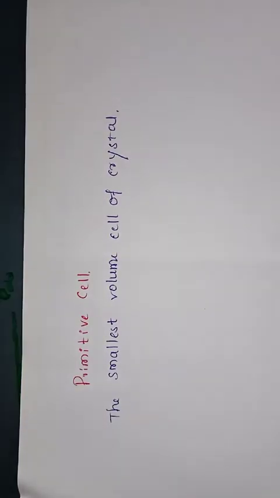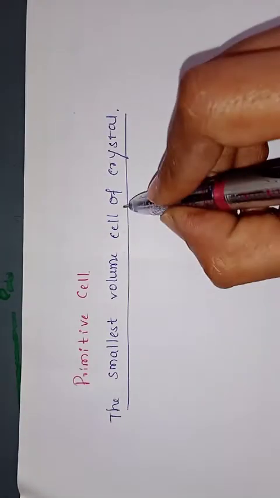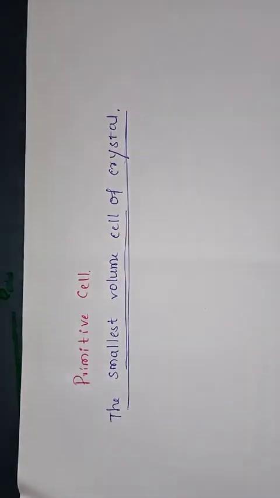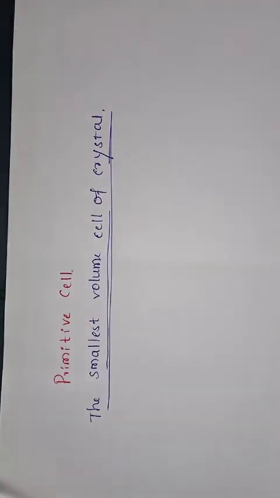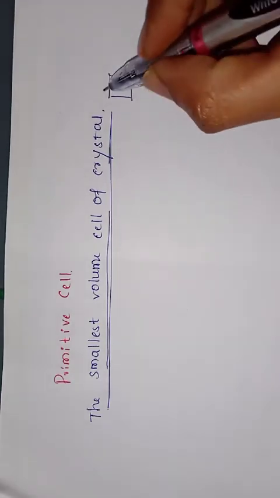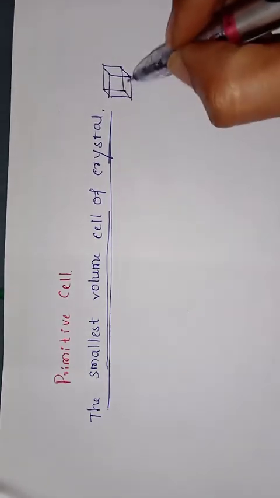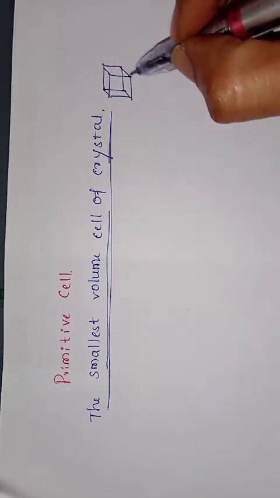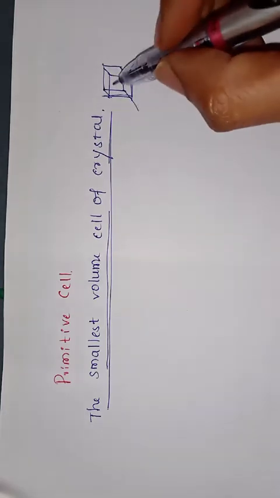What is a primitive cell? This is the smallest volume cell of a crystal. We often use primitive lattice vectors to define the axes of the crystal. Last time we drew this. Now we know about this primitive cell, isn't it?